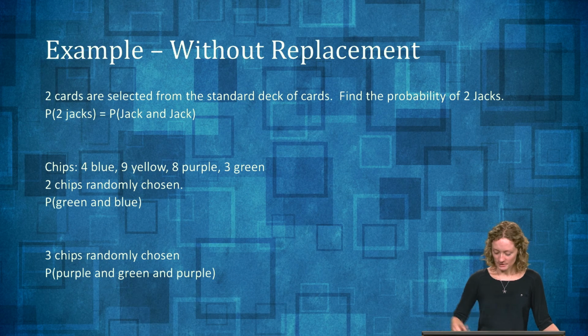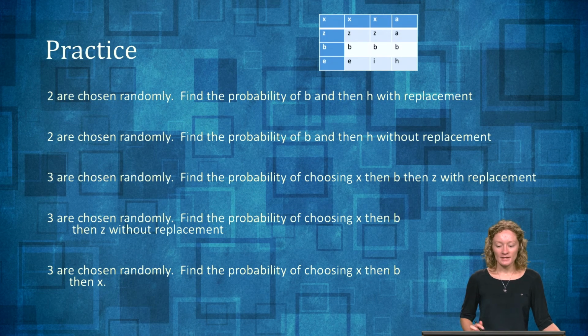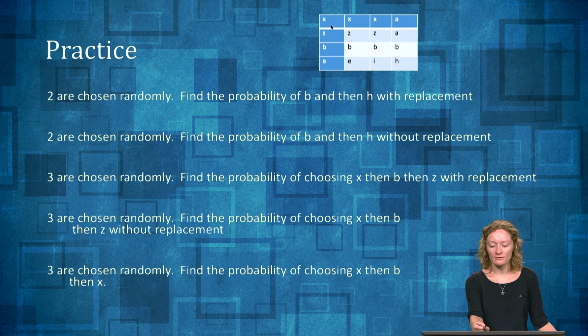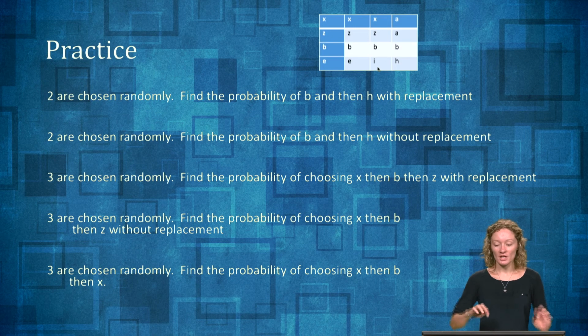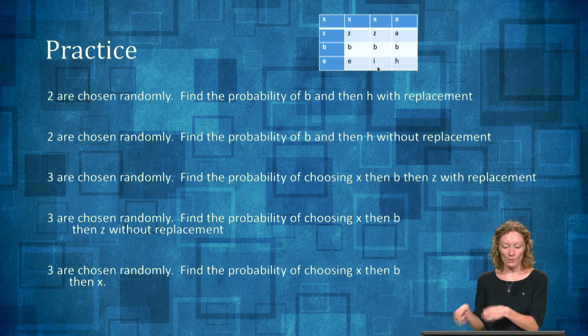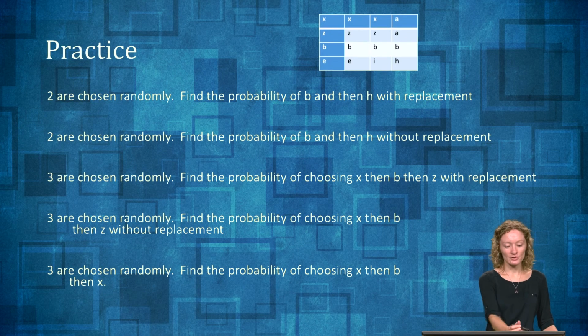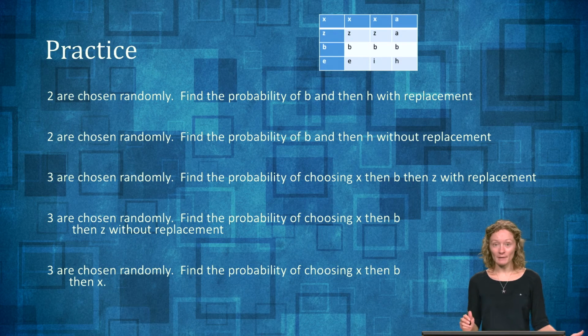All right, so let's do some practice. The letters up here, there's no difference in the coloring on the back. It's just the letter. Imagine that these are Scrabble tiles. You have 3 X's, 2 A's, 3 Z's, 4 B's, 2 E's, 1 I, and 1 H. Now, those are what are in the pile. You don't know where they are. They're shuffled. And in each scenario, you're choosing either 2 or 3 randomly. The directions are there if it's with or without replacement. So go ahead, pause the video, go through these problems, and then let's go through them together and see if we're on the same page.